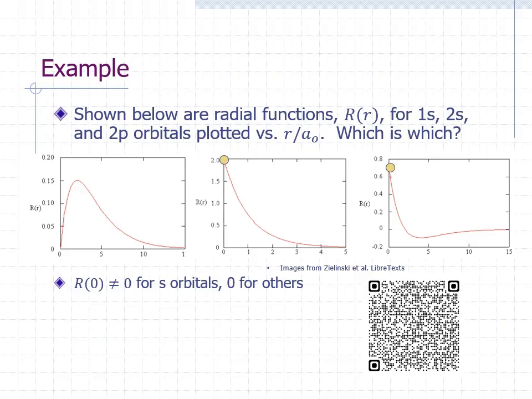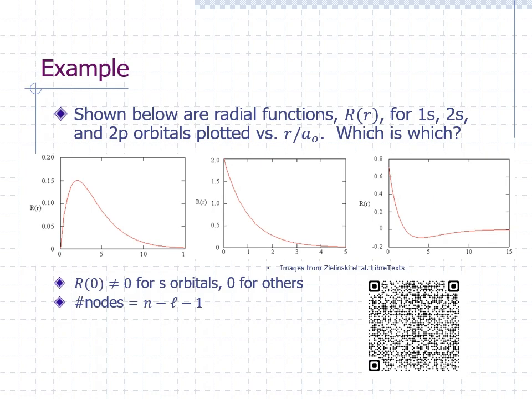Note that the most probable location of the electron is at the nucleus. This is generally true for s orbitals. The one on the left, where the radial function is 0 at the nucleus, must be the plot for the 2p orbital. The number of radial nodes is n minus L minus 1.